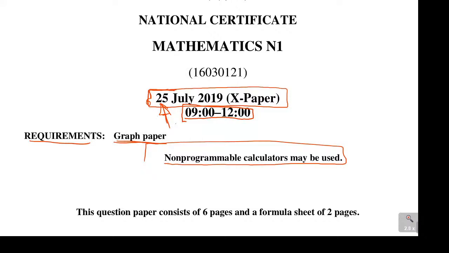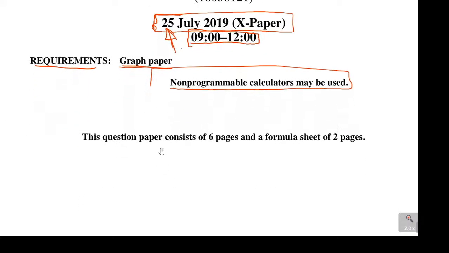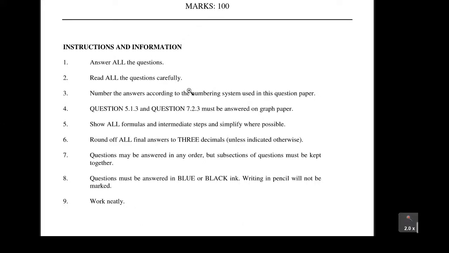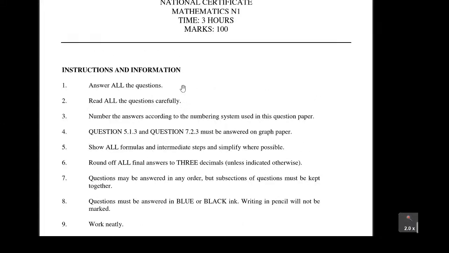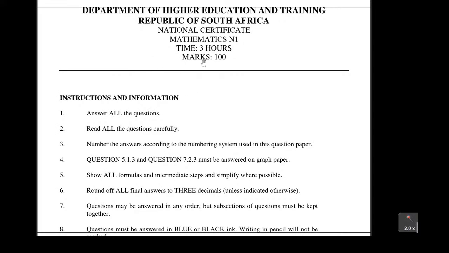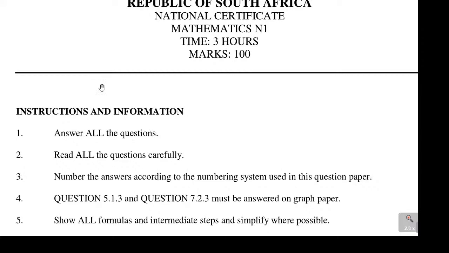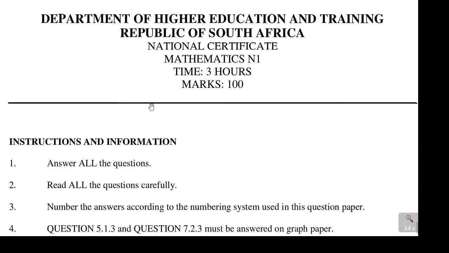When you continue with this paper, it says it consists of 6 pages and 2 formula sheets. So don't forget, there are formulas in your Mathematics N1, so you must utilize those formulas so that you don't get the formulas wrong. Let us look at a few instructions that are important for your paper. This is one area that students sometimes take for granted because they think the instructions are always general, but it's always good for you to read instructions.